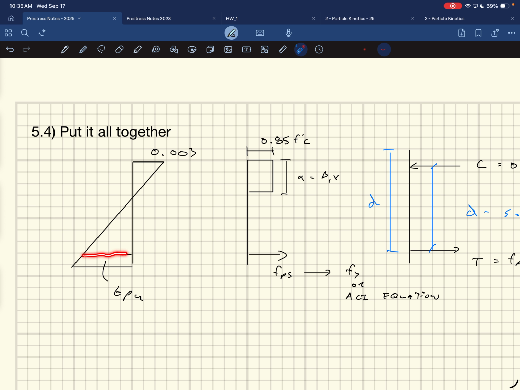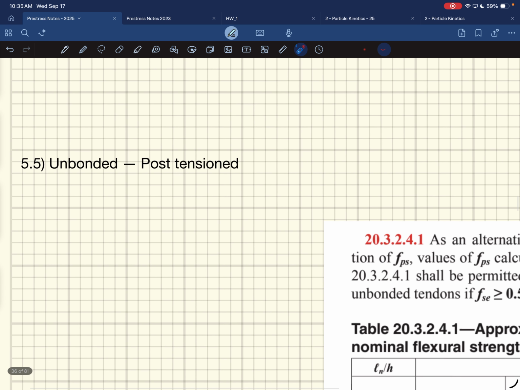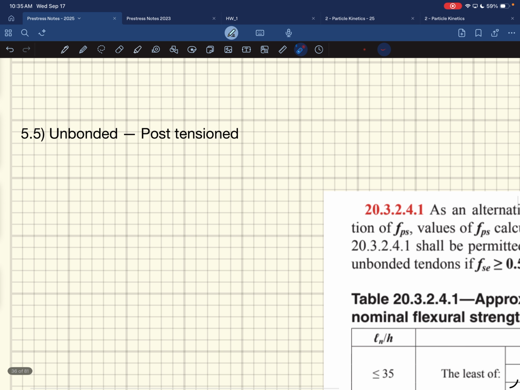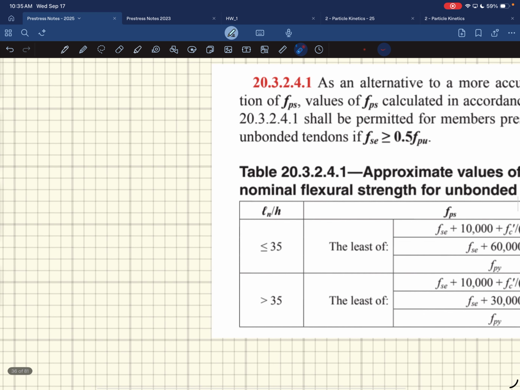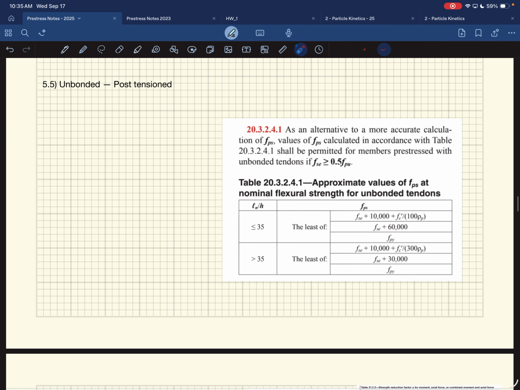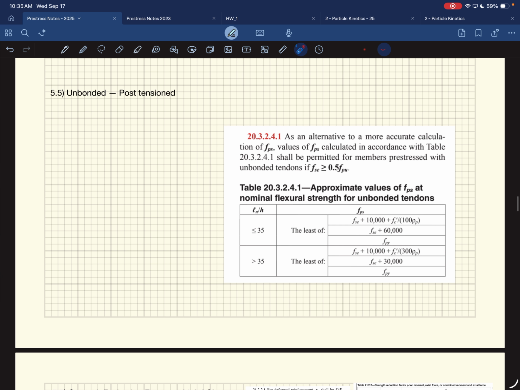But the strain in our steel is the same as the strain in our concrete. That's a fundamental assumption in this. When you have post-tensioning, that's not the case. They're not attached to each other, right? So if you strain the steel, instead of being localized in one location, it's spread out along the entire length because it's not bonded. So there's only really one way to do it in unbonded post-tensioning, and that's to use the equation they give you here. They just give you an empirical equation, and you use that.